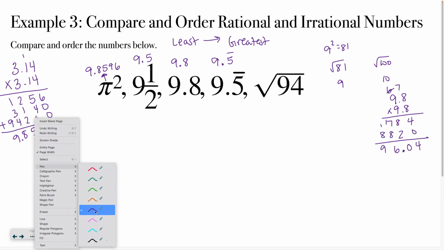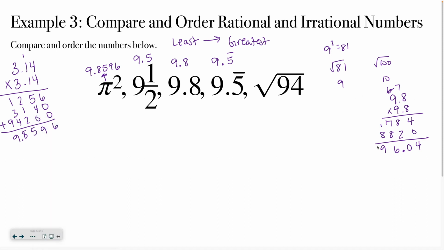If I do 9.8 times 9.8, I get 96.04. Because 96.04 is a little higher than 94, I'm going to try 9.7 times 9.7 and see what I get. With 9.7 times 9.7, I got 94.09. So I know that that's pretty close, right? This is going to be about 9.7.